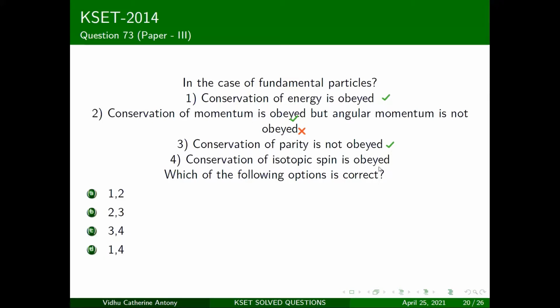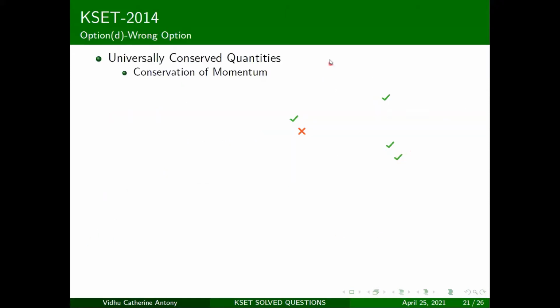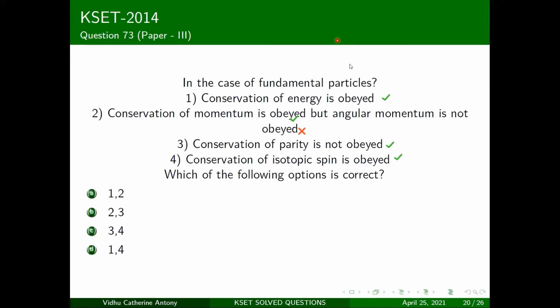Conservation of isotropic spin is obeyed. So is that correct? No, it's not correct. If you look at the case of weak interactions, isotropic spin is... sorry, let me just erase that. I can't erase that. So conservation of isotropic spin is obeyed. Is that correct? Let's go and look at the next slide.